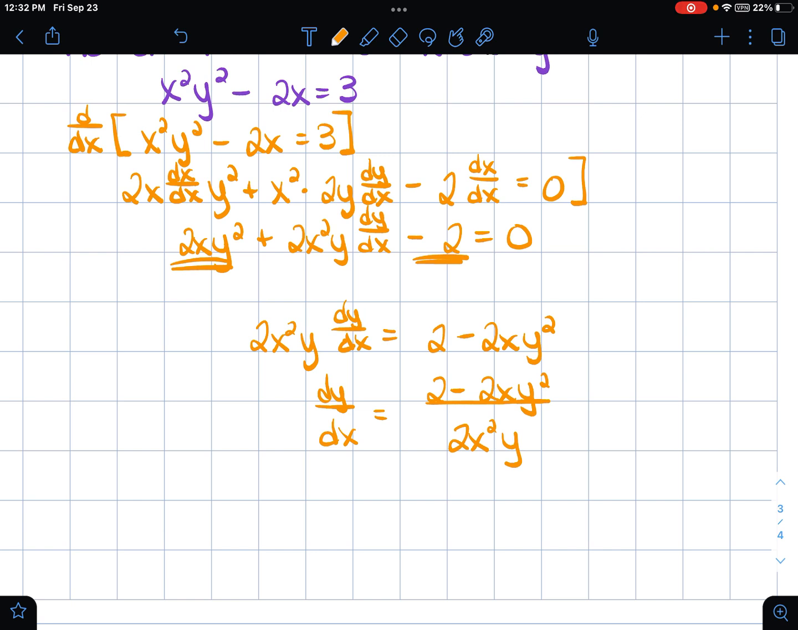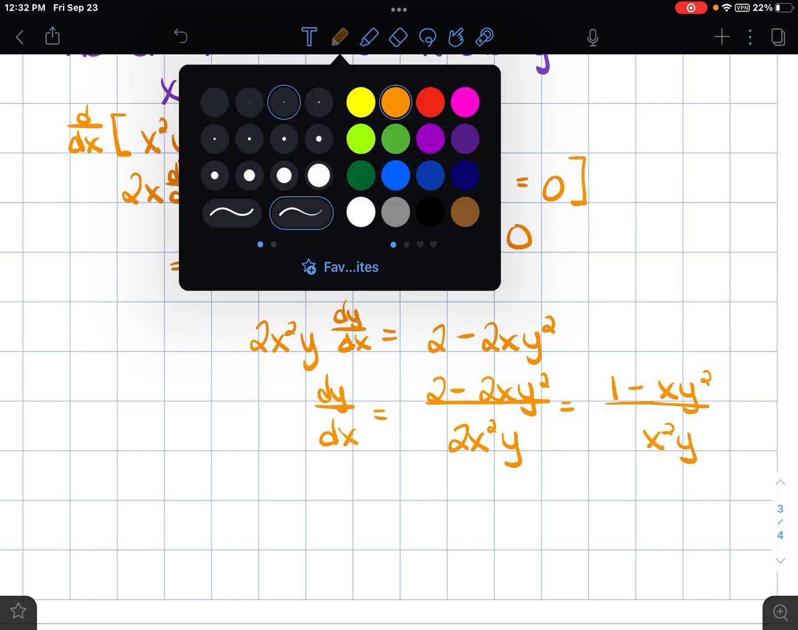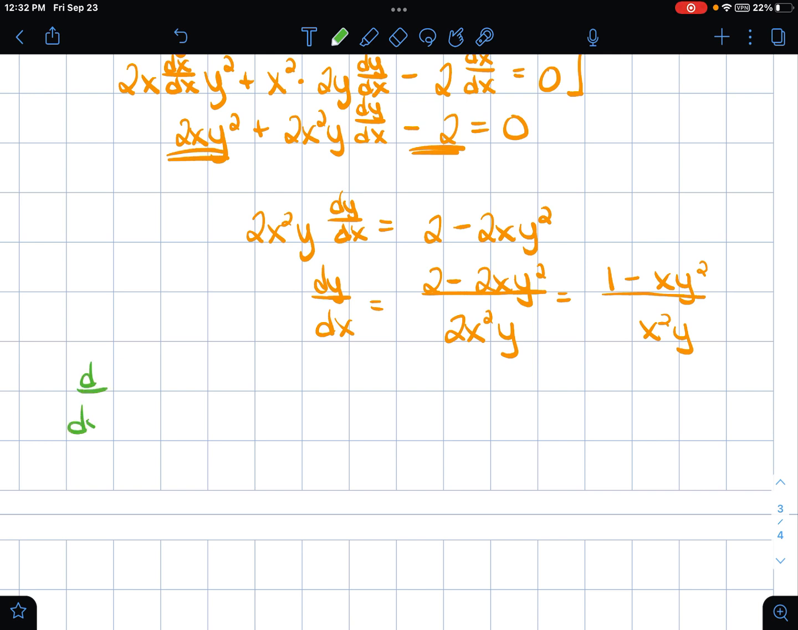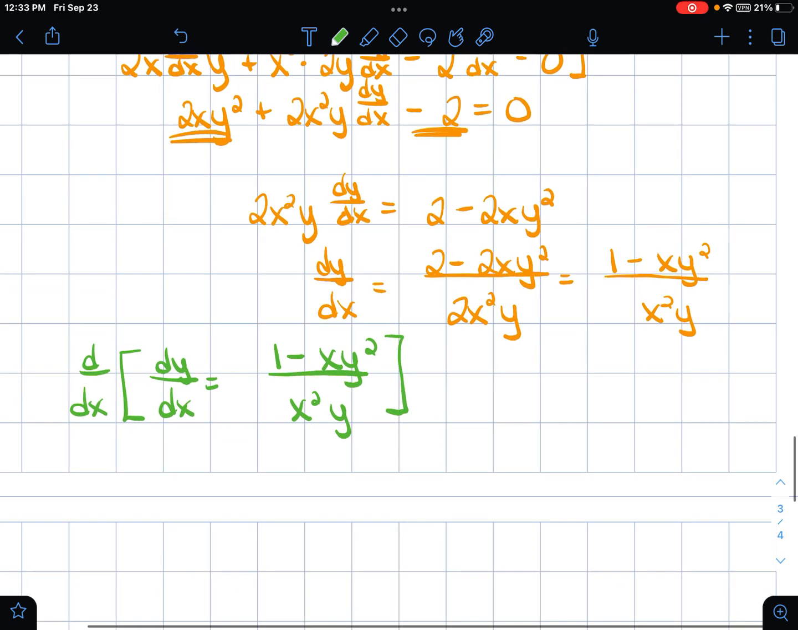Can you see anything else that will simplify? I hope you can see that all of these can be divided by 2. It's just going to make things a little bit more simple when it comes time to find the second derivative. Okay, this is going to get really fun because now we have a quotient rule. We're going to find the second derivative of this first derivative. You ready? Let's do this.